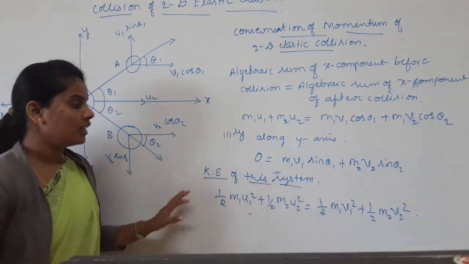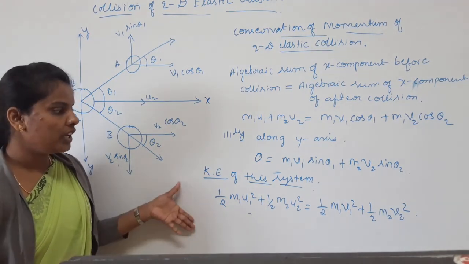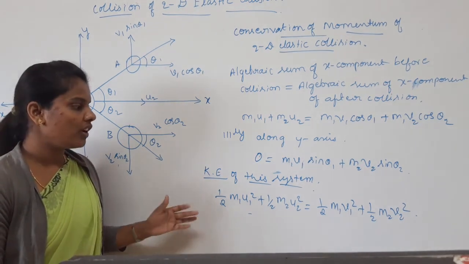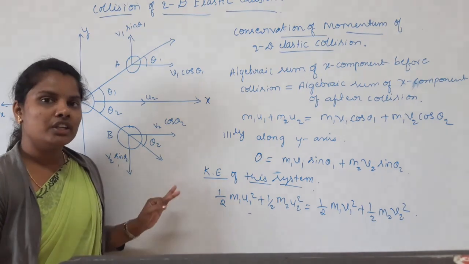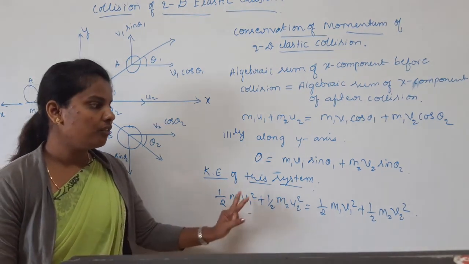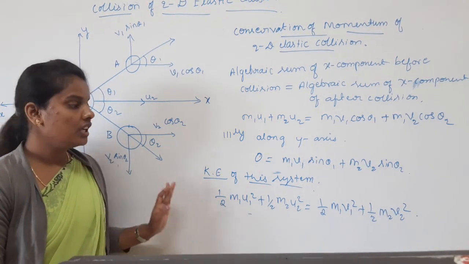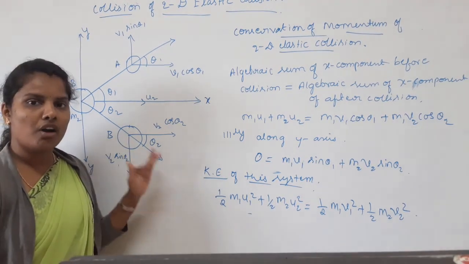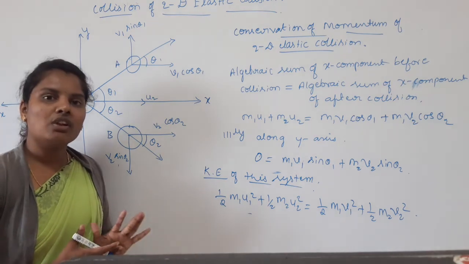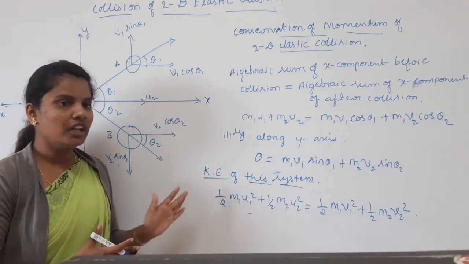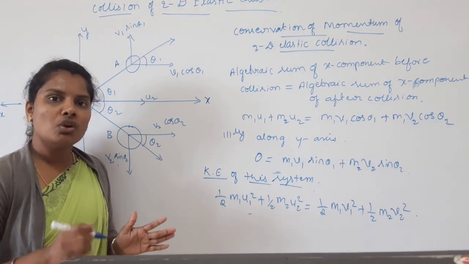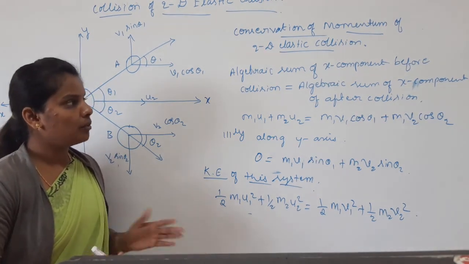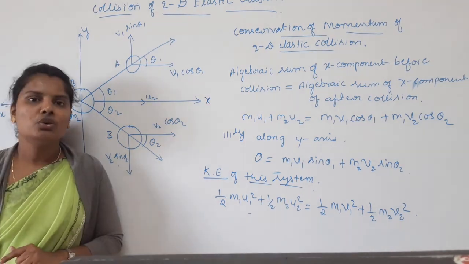After collision, the bodies involve four unknown quantities: v1, v2, theta 1 and theta 2. These four terms are involved after collision. So to calculate among the four unknown quantities, one quantity should be known. This is regarding the two-dimensional elastic collision.